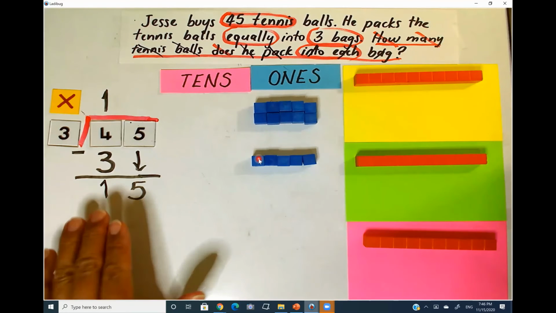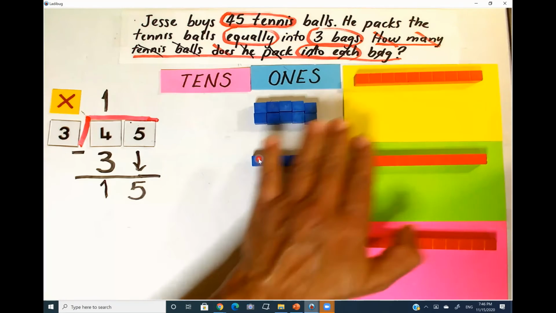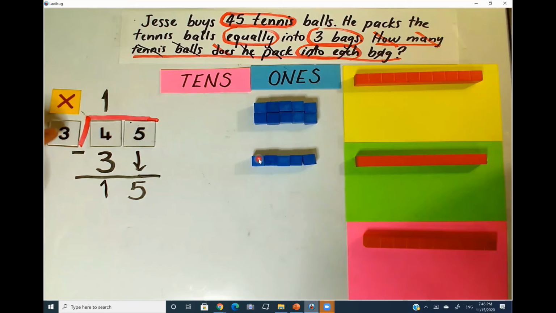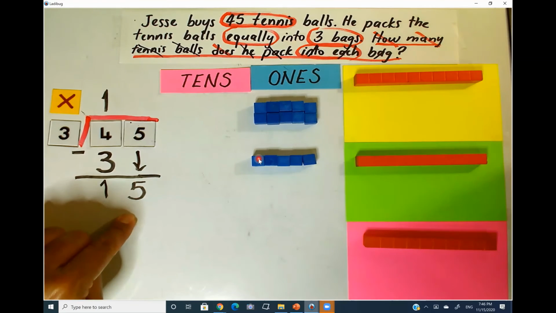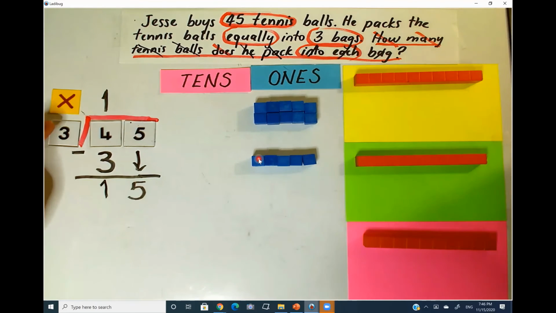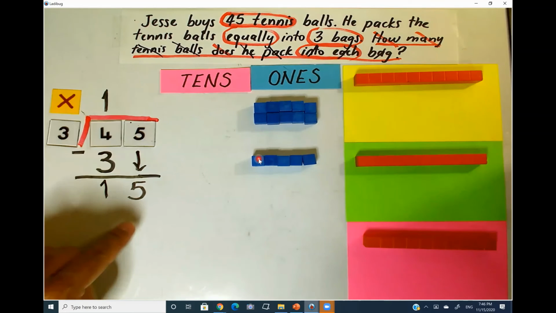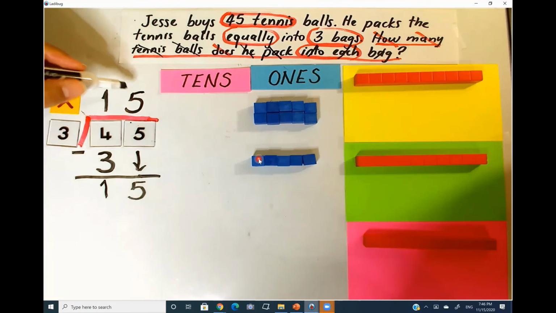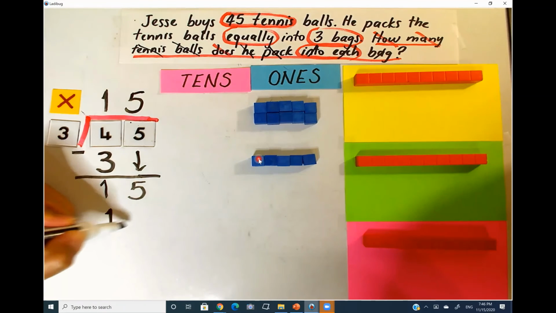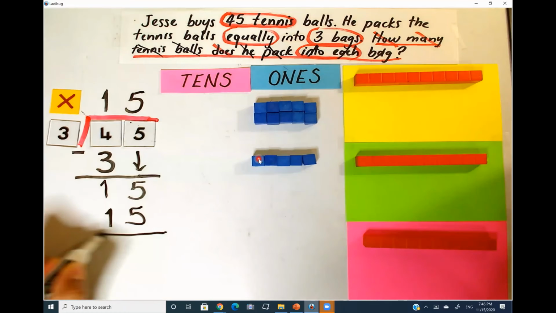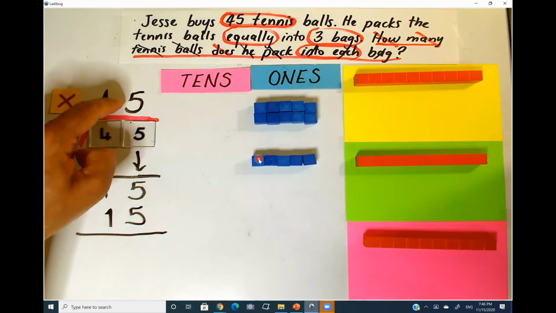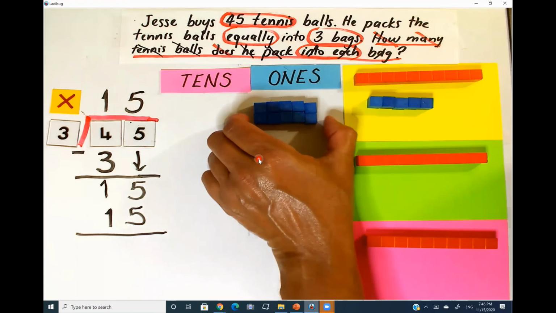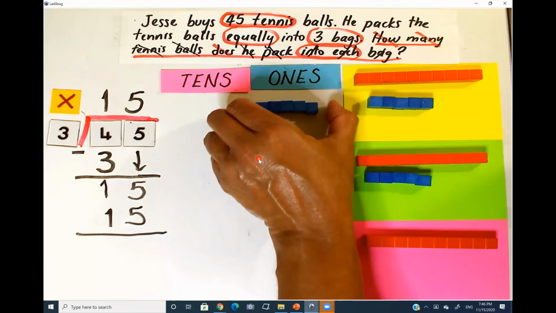And this is the time for me to find how many for each group. Now, if I have 15, I remember that a number times 3 is 15. I'm using my related facts. 3 times a mystery number is 15, and I remember that number is going to be 5. So I multiply. 5 times 3 makes 15. So this is telling me I have to give 5 to each group. So 5 to this group, 5 to the second group, and 5 to the third group.